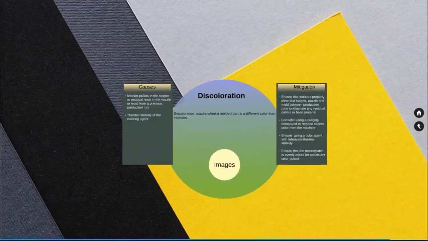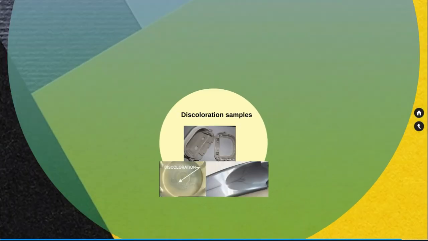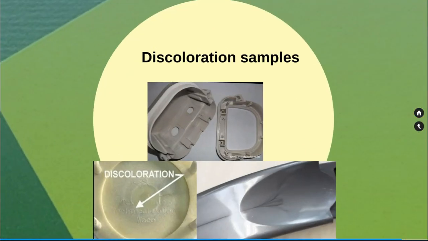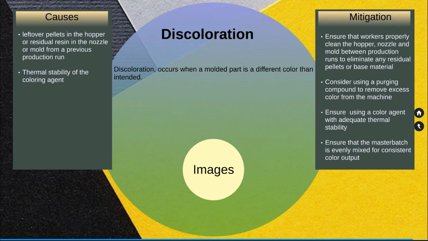Now let's see some of the defects caused by material. The first one is discoloration. The discoloration occurs when the molded part is a different color than the intended color. So you see some of the discoloration samples here. And what are the causes of discoloration?